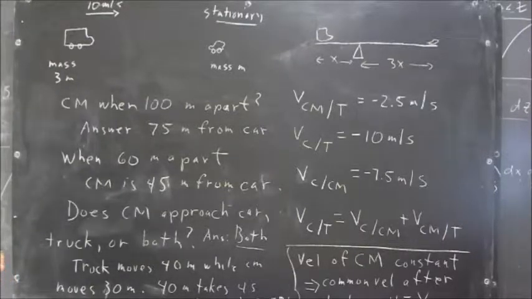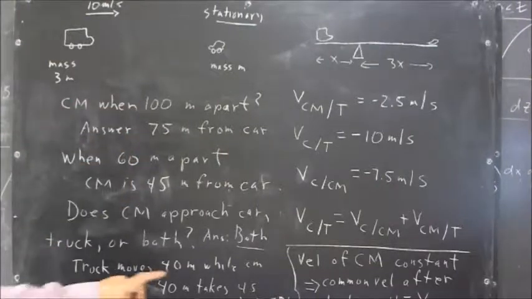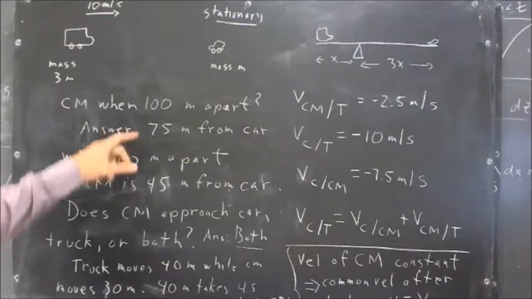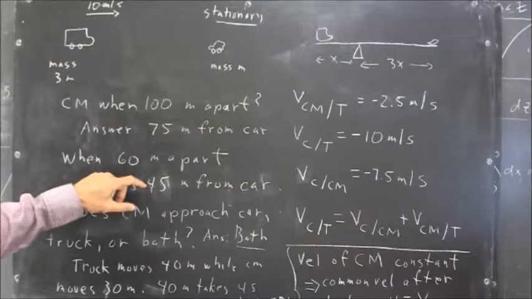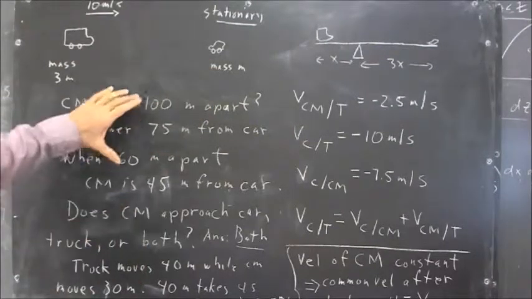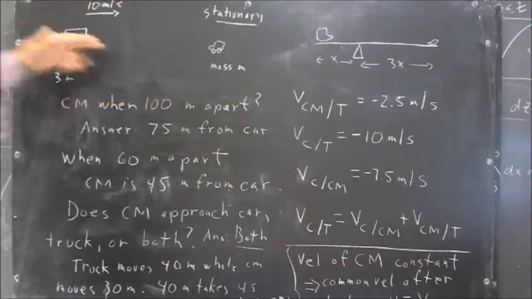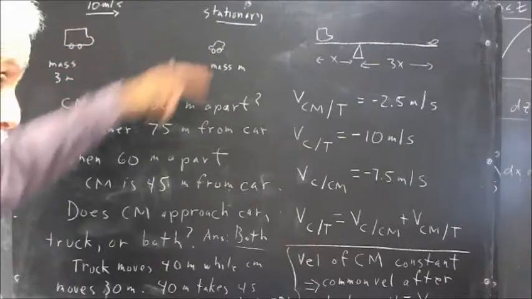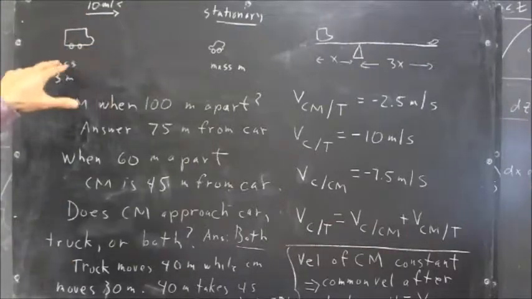Then the question is, how fast is the center of mass moving? And it's easy to see that just between these 2 points, the truck moves 40 meters while the center of mass moves 30 meters. Truck moves from 100 to 60 meters from the car. Center of mass moves from 75 to 45 meters relative to the car. So 40 meters here, 30 meters here. So the speed of the center of mass is 7.5 meters per second. And we know that relative to the car, that 7.5 meters per second is approaching the car. It's in the same direction as the velocity of the truck.